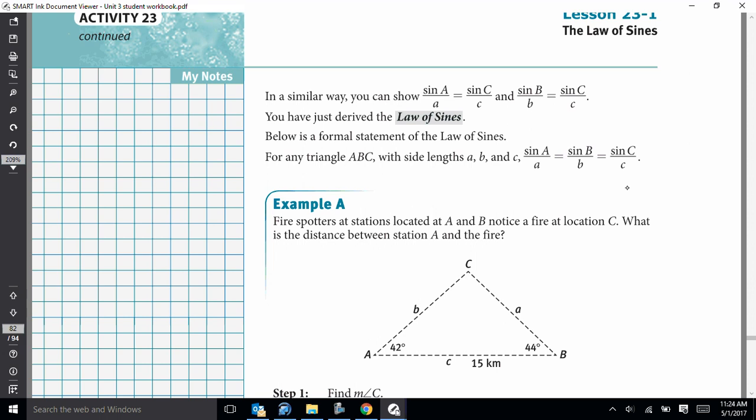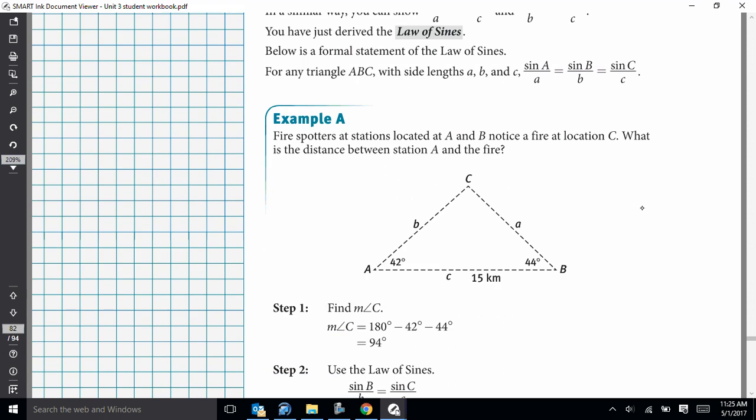So if you know one angle and two sides, you can find that missing angle. If you know two angle measures and one side, you can find the missing information without having to really go through and do all your SOHCAHTOA type stuff. So it's giving you another option. So I can see the excitement on your faces.